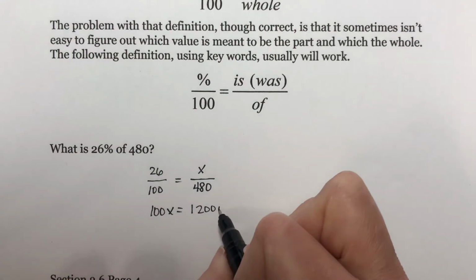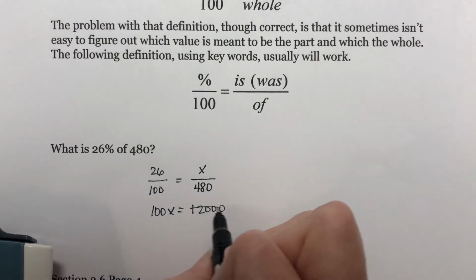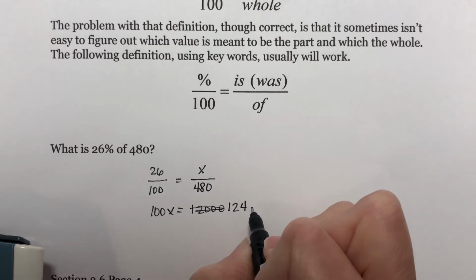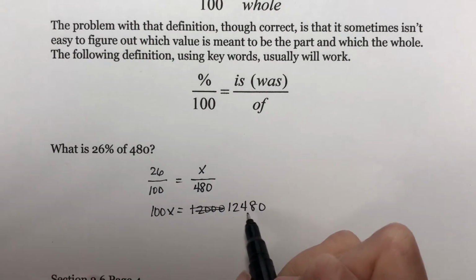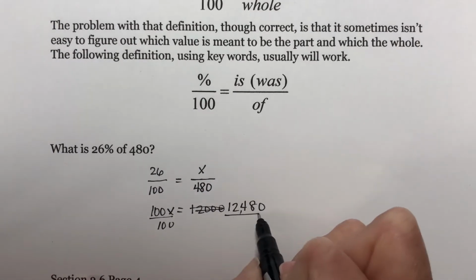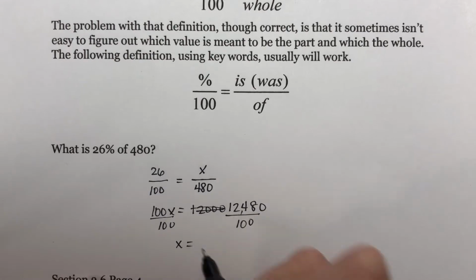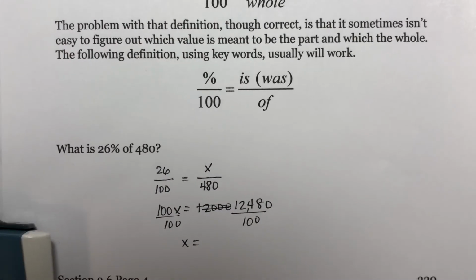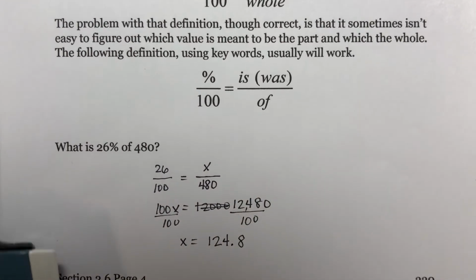26 times 480 is 12,480. Okay, now let's divide both sides by 100. x equals 124.8.